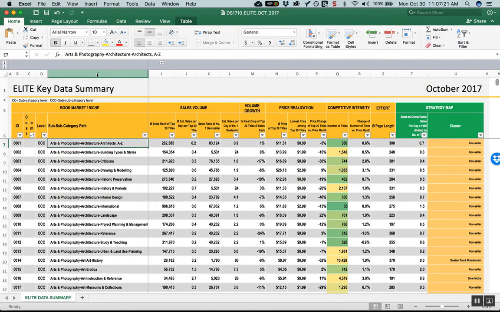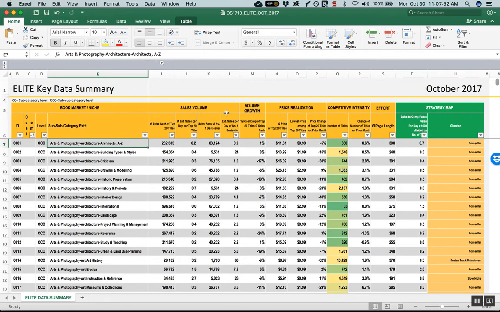Now let me click on that and show you up here. If you ever want to figure out where you are with regards to your categories in Amazon, because you can use this to map yourself back to Amazon, they are separated by hyphens. So arts and photography in this example is the top category, followed by the subcategory of architecture. You have another dash here, followed by architects A to Z. Okay, I hope that makes sense.